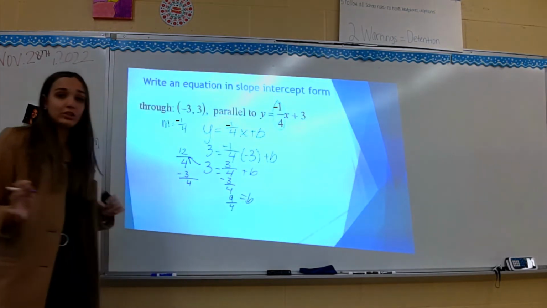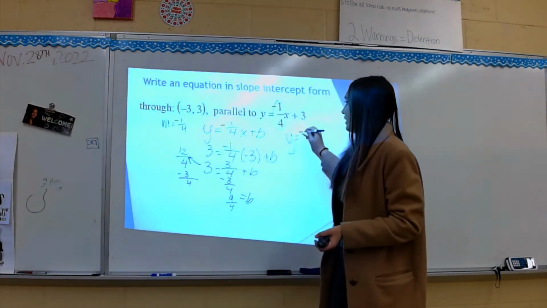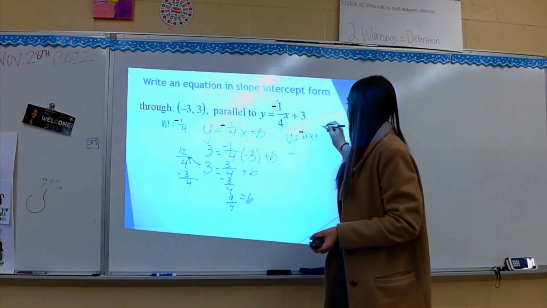So my final equation in slope-intercept form is going to be y equals negative 1/4 x plus 9/4.